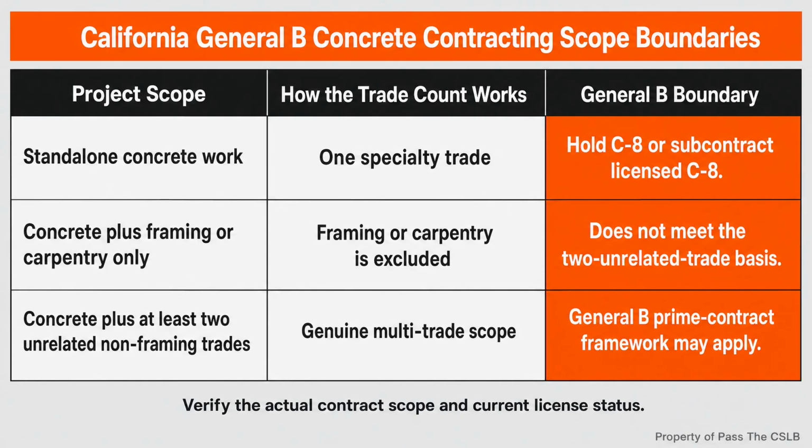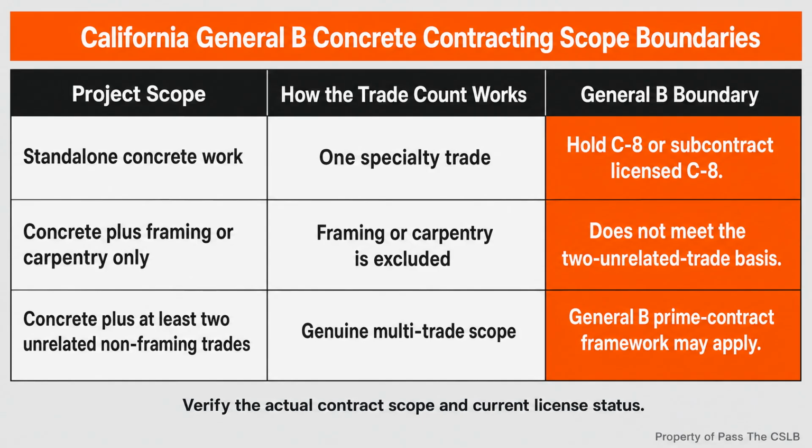I want you to use a three-step check before accepting a concrete-related scope. First, identify the actual trades required by the contract, not the trades that might appear later. Second, remove framing and carpentry from the two-trade calculation. Third, decide whether the remaining scope is a lawful, multi-trade general B project or an isolated specialty project that requires the matching specialty license or a properly licensed subcontractor.